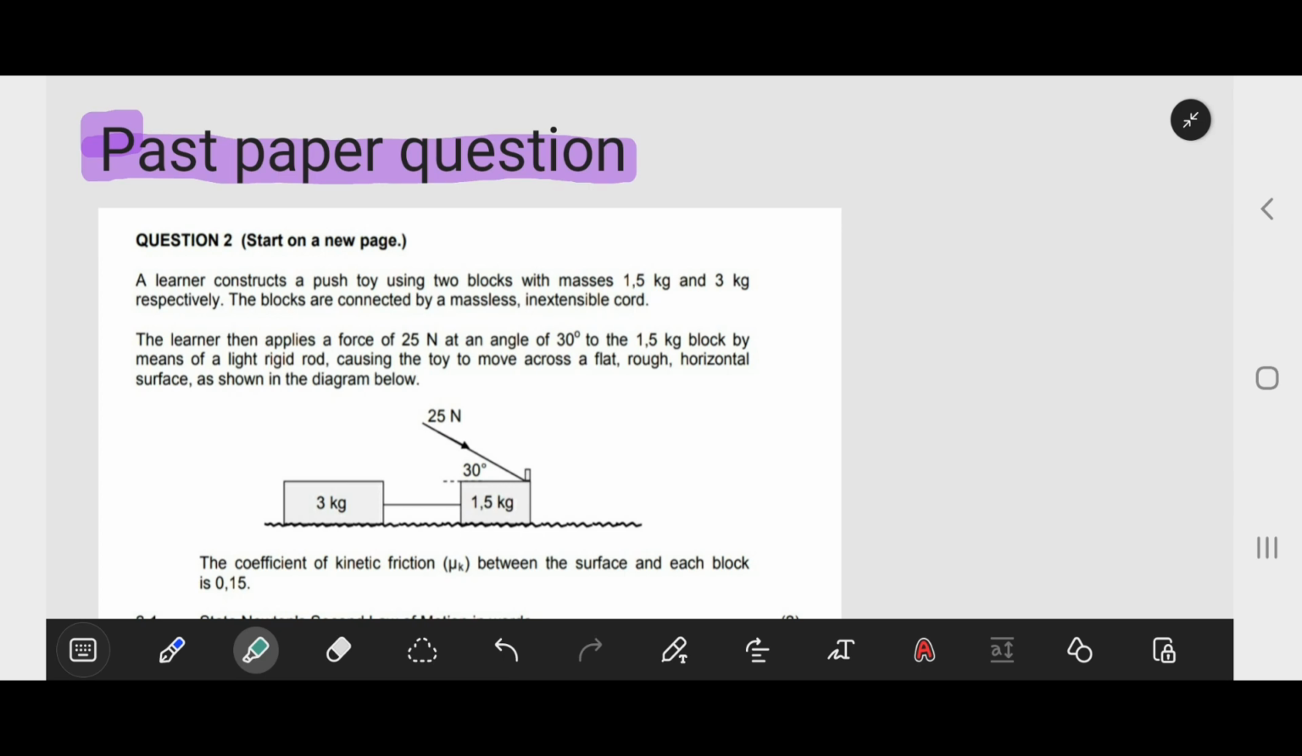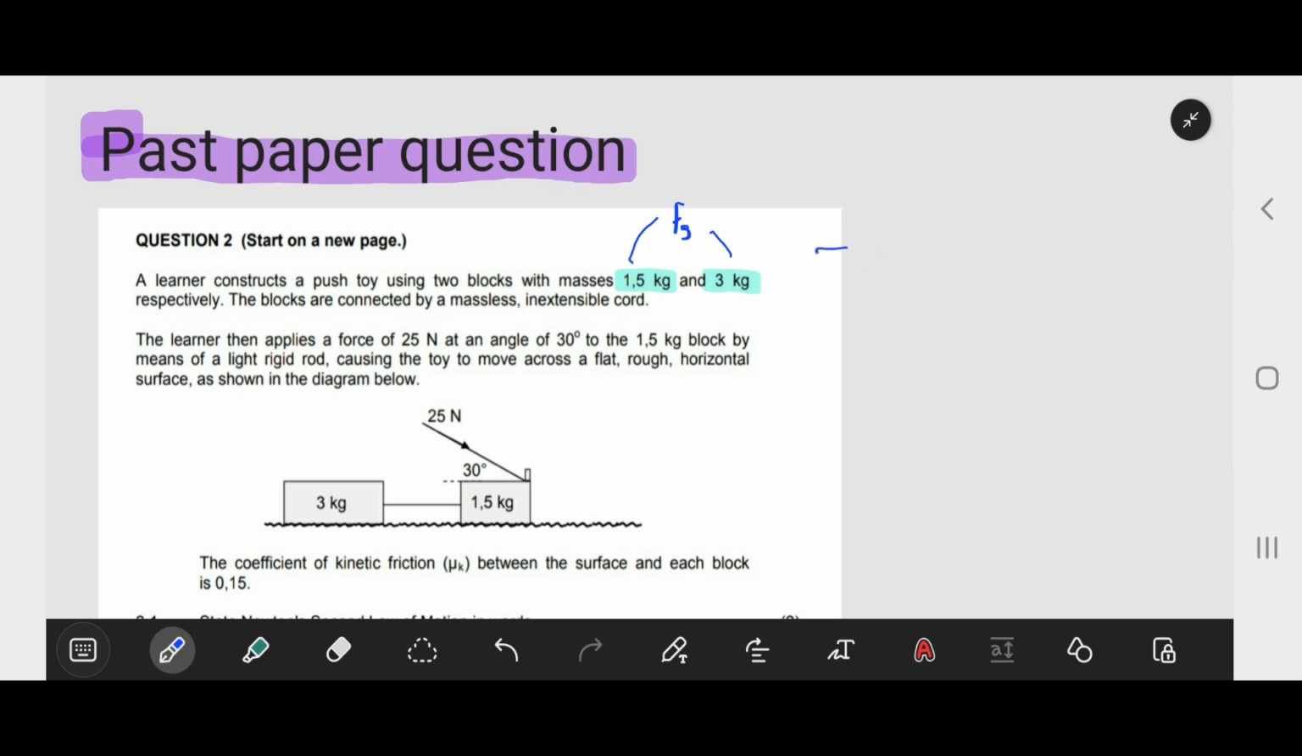The instruction says a learner constructs a push toy using 2 blocks with mass of 1.5 kg and 3 kg respectively. So we can see that we have the mass of the first object and the mass of the second object, right? So we can calculate Fg for the 1.5 kg object, and we can also calculate Fg for the second object, right?